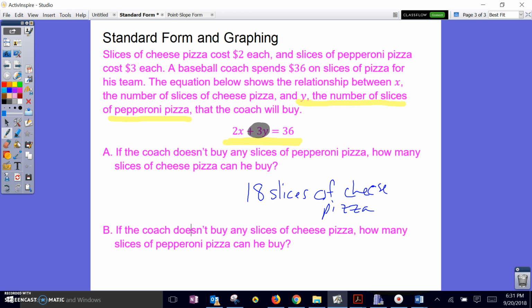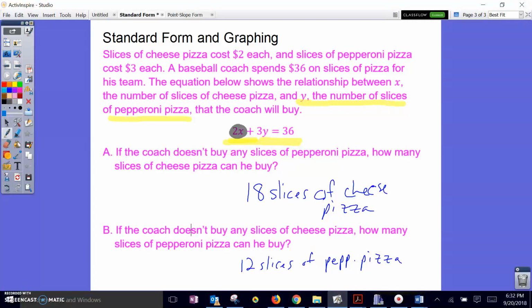Okay, and in part B, if the coach doesn't buy any slices of cheese pizza, how many slices of pepperoni pizza can he buy? Okay, so now in this situation, instead of y being 0, x is going to be 0 because x represents the number of slices of cheese pizza. So that's going to be 0, and we get 3y equals 36. We divide both sides by 3. We get y equals 12. And so he can buy 12 slices of pepperoni pizza if he doesn't buy any slices of cheese pizza.